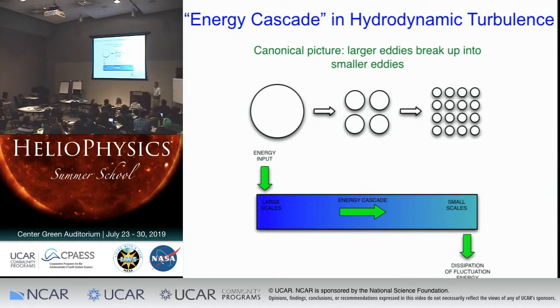Now, eventually, at a small enough eddy size, viscosity stops the eddies from turning over. Viscosity gets more and more efficient as the scale size gets smaller. And what happens eventually is that these eddies dissipate, generating heat, and that can heat your system. Or if we're talking about plasma, that can heat the solar wind or the solar corona.